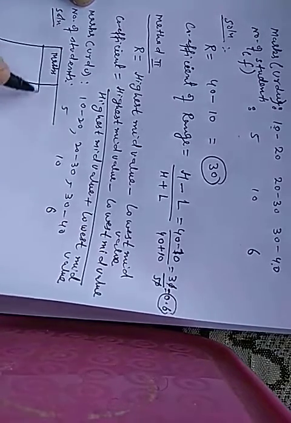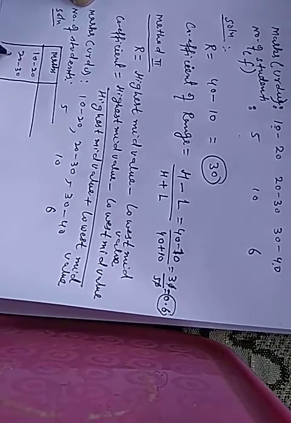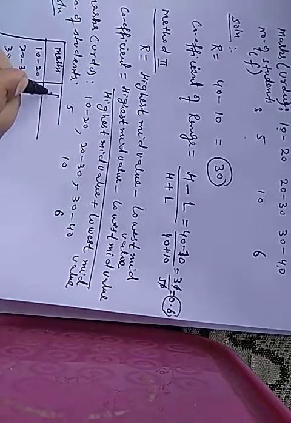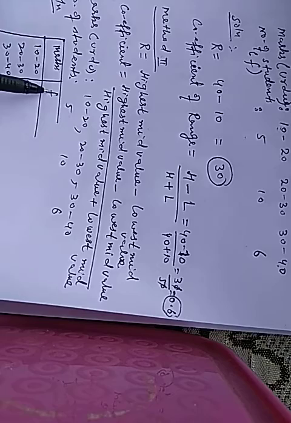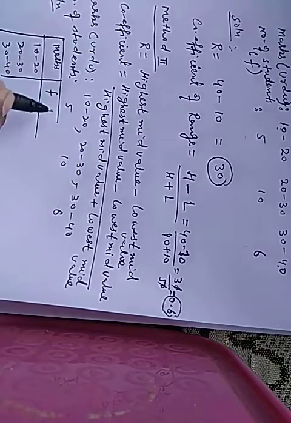Marks, which is given as 10 to 20, 20 to 30, 30 to 40, and number of students. In place of number of students we can write frequency of the variable marks. F is the frequency which shows the number of students falling in these different marks groups: 5, 10 and 6.